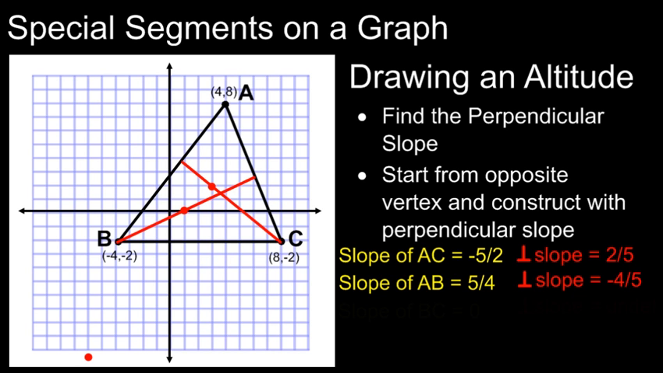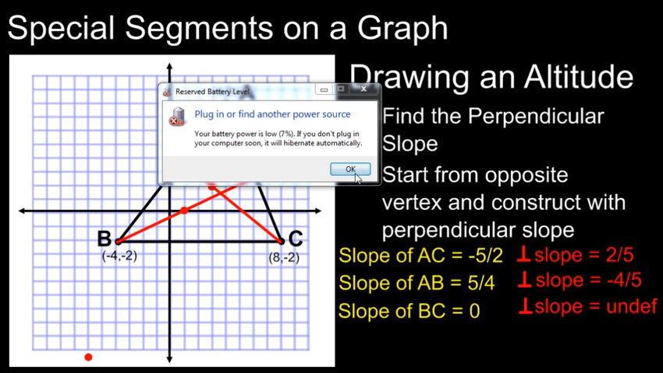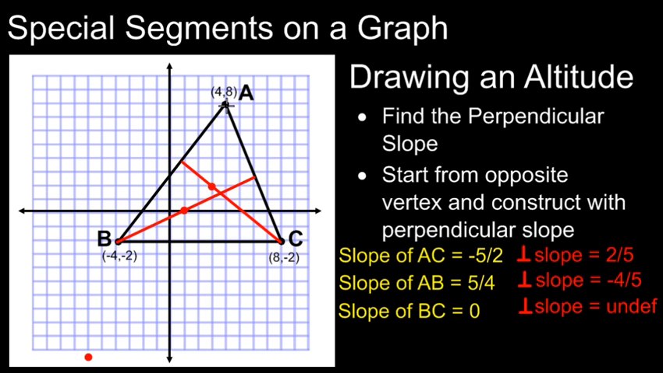And one more time, we're going to find the slope of BC. And if we look, the slope of BC is a perfectly flat line. So that means the slope has to be 0. And the perpendicular slope of 0 is undefined, which means it's going to be vertical. So we really don't even have to count. I just know I'm going to make a line, sorry about that, straight down from my vertex.